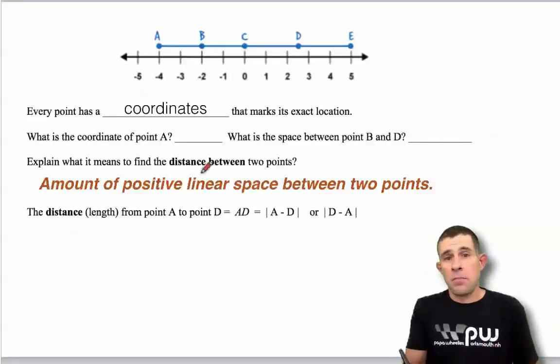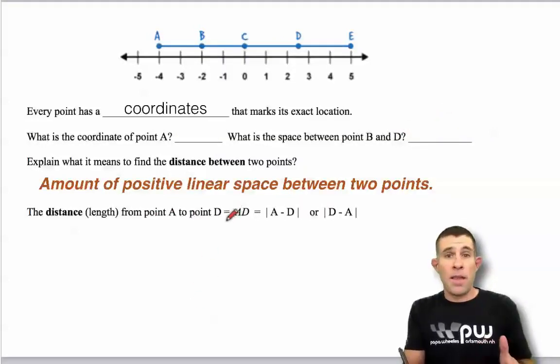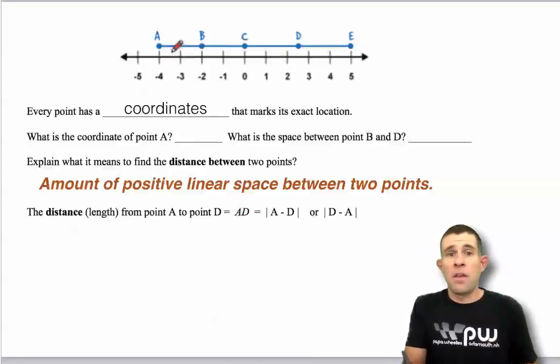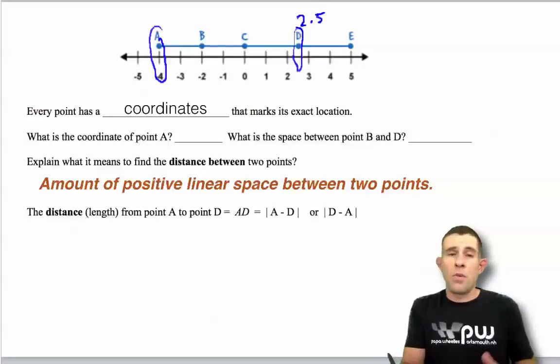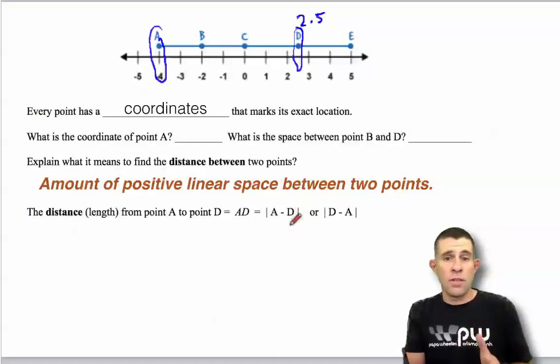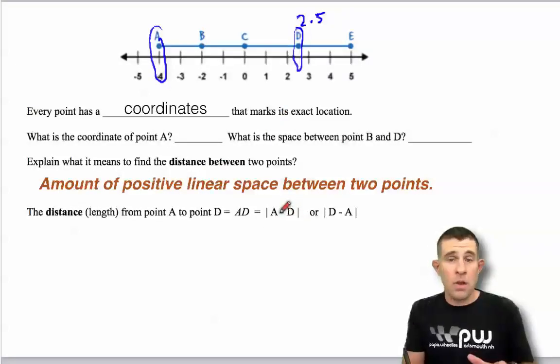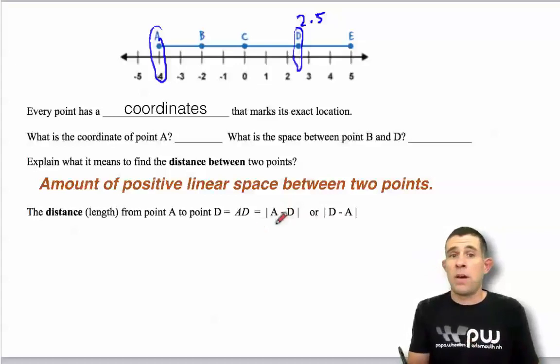Let's take a look at the example of finding the distance between point A and D on our line segment. A has the coordinate here at -4. D has the coordinate here of 2.5. Now we can always find the distance by subtracting the 2 coordinates and then taking the absolute value. Remember, absolute value always returns the positive amount.